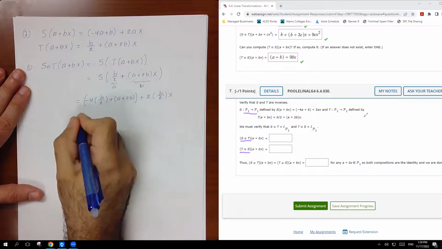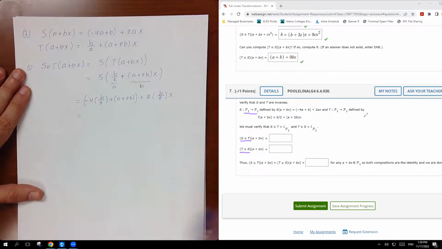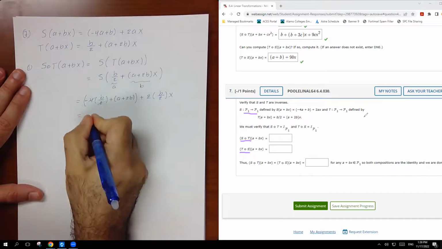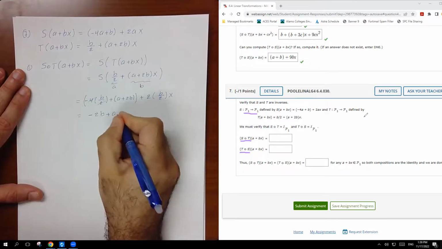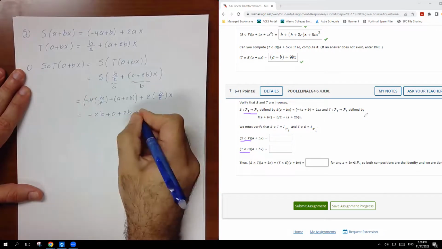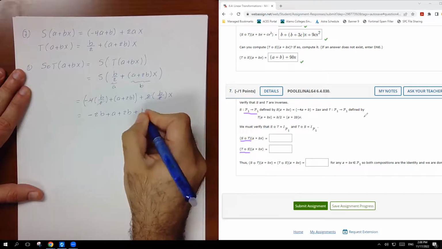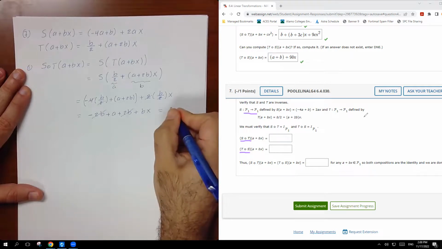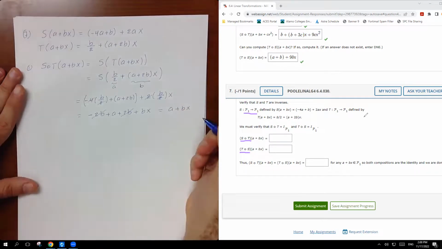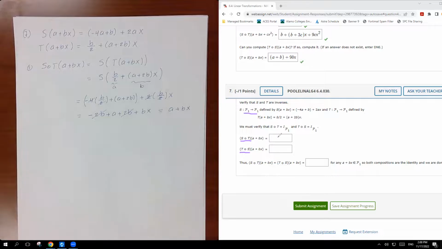Now let's simplify this one. Negative 2 with the 2, it's going to be negative 2b plus, here is a plus 2b plus, cancel these, bx. This one is going to be 0, so the result is going to be a plus bx. So the first one is going to be a plus bx. I'm just going to type here a plus bx. Let's check the second one.